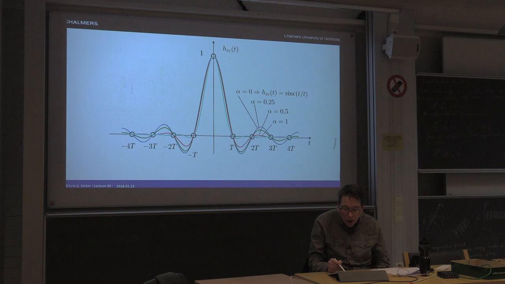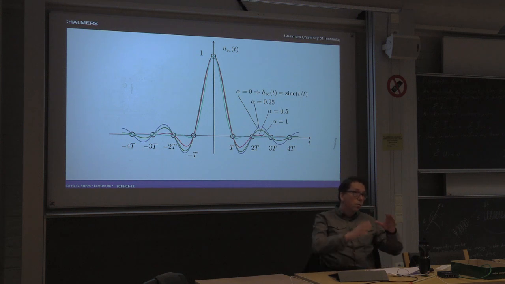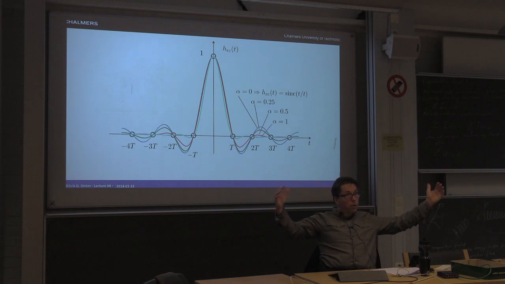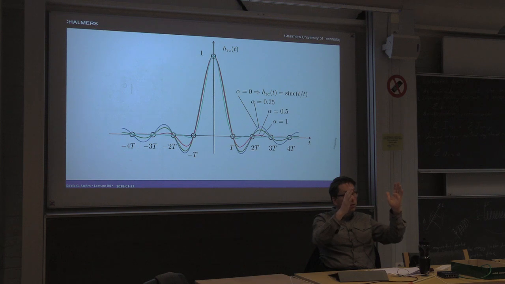While if alpha is equal to 1, then we have this, we should call it some type of green curve here. And we see that it dies off to 0 quite quickly. Okay. So with the greater alpha, we have a larger bandwidth, but we have a shorter effective pulse, right? The more energy, the energy is more concentrated around 0.